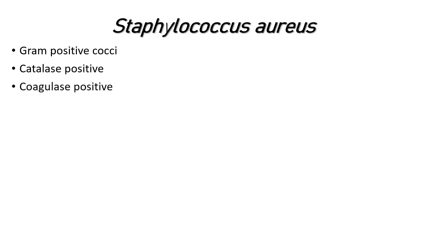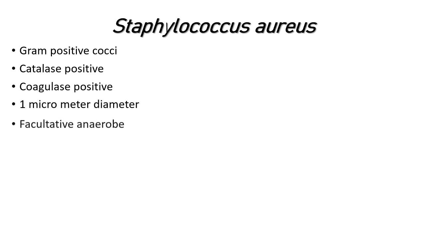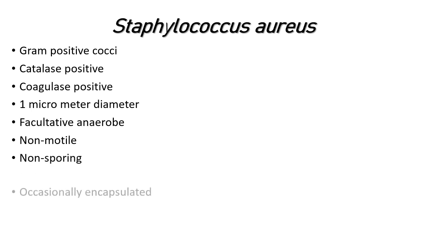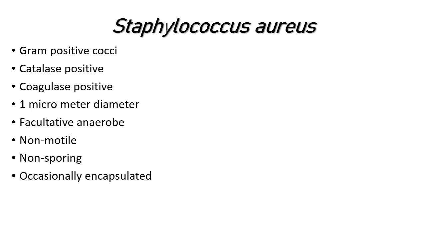Okay, so now let's talk about Staphylococcus aureus. This is a gram-positive cocci, catalase positive, coagulase positive, meaning that it is able to produce an enzyme known as coagulase, and it has a diameter of 1 micrometer. Then it is a facultative anaerobe, meaning that it lives in an environment without oxygen but can also survive in an environment with oxygen. Then it is non-motile and non-sporing. Then it is occasionally encapsulated, meaning that not all strains of Staphylococcus aureus contain the microcapsule. Some do, some do not.